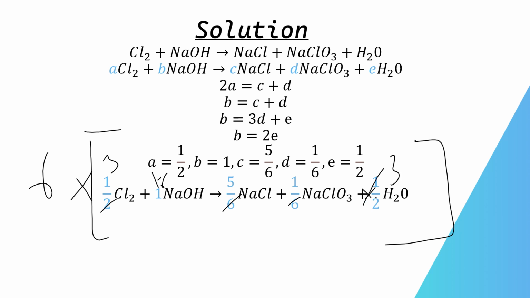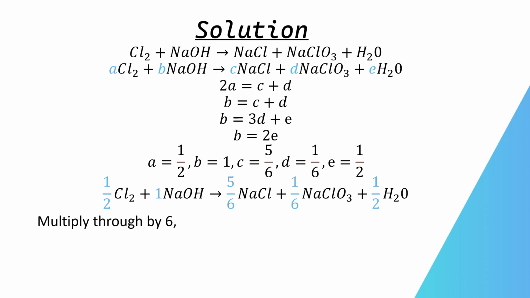3. Good. So now that we have this, we can rewrite our balanced chemical equation as 3Cl2 plus 6NaOH going into 5NaCl plus NaClO3 plus 3H2O. Very simple, but we are not done.